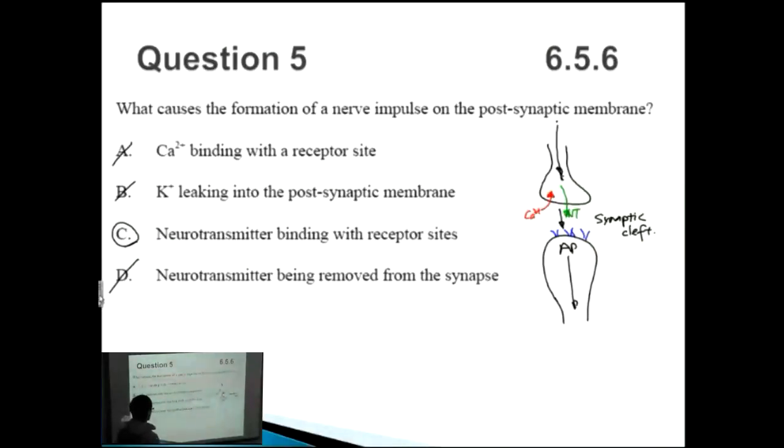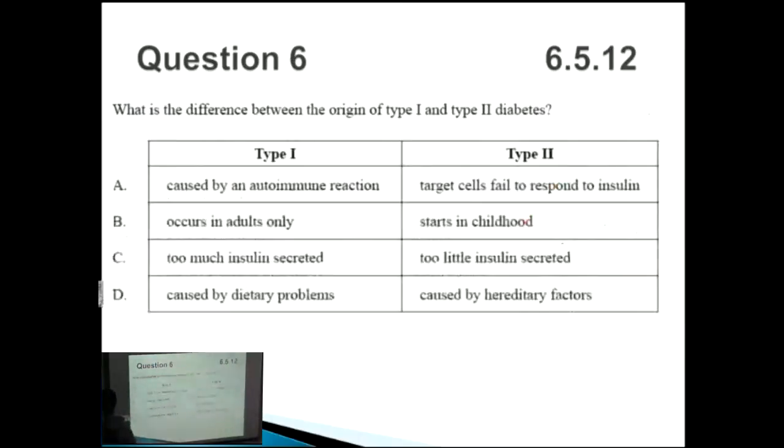Neurotransmitter being removed from the synapse. Once again, just like in my previous example, you've got excess neurotransmitter there at the end of the day. There's a big mess after a big party. You've got to get rid of the mess, and that's a neurotransmitter being removed from the synapse. That actually doesn't cause the action potential though.